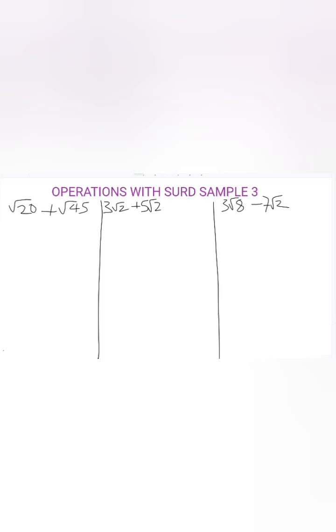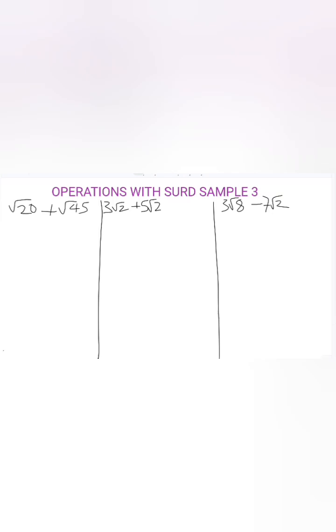Odd sample 3. We are given root 20 plus root 45. How do we solve this? So we're given root 20 plus root 45. Now how do we simplify this? Recall, we would perform the basic surd form for both of them, then continue from there.